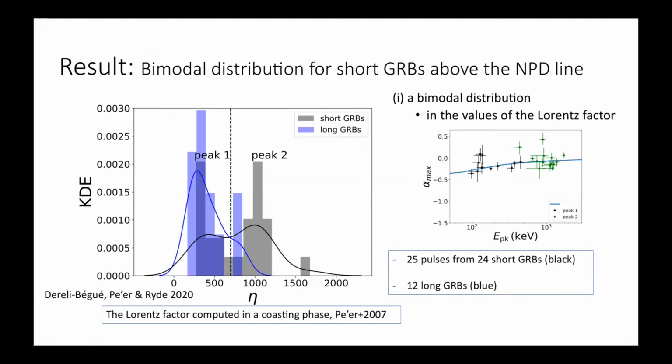Here in my study is the most important result: when we compute the Lorentz factor for those GRBs compatible with the pure photospheric emission in a constant phase, we find that for the short GRBs, shown in gray, there are two peaks. And when we compare this with the long GRBs, we didn't see this.